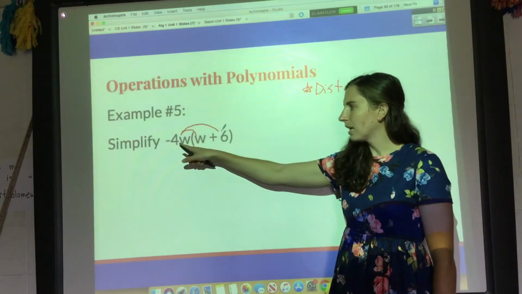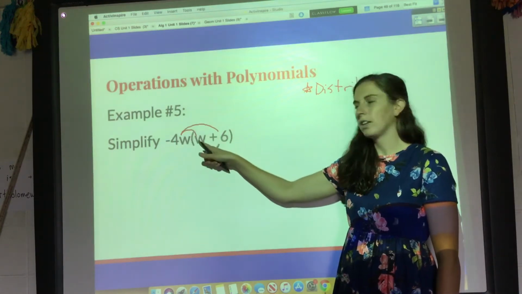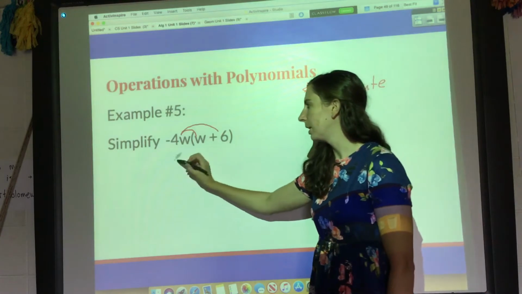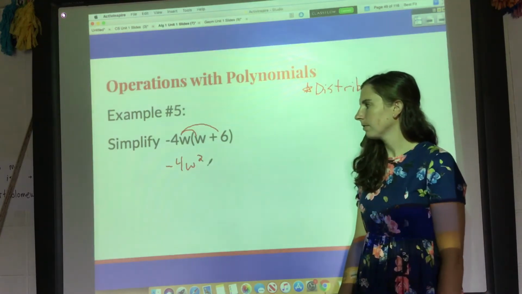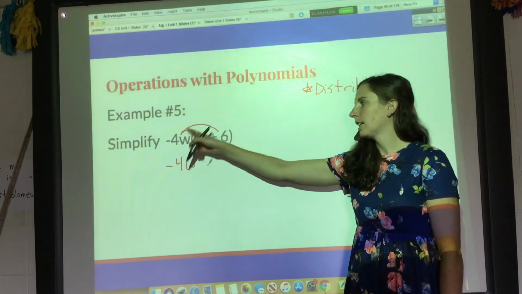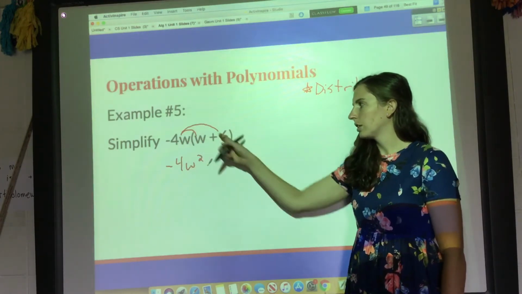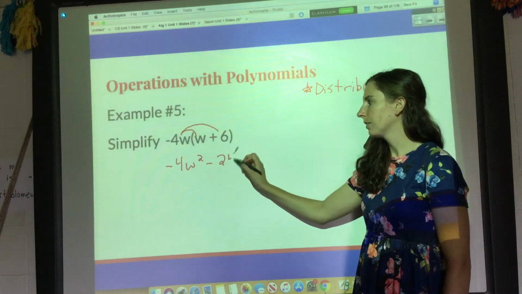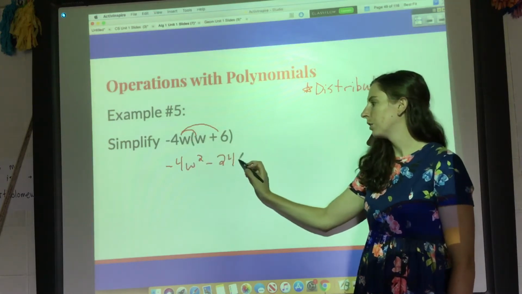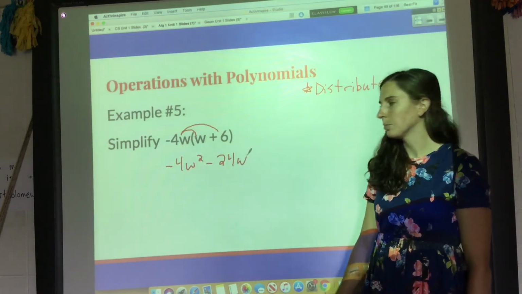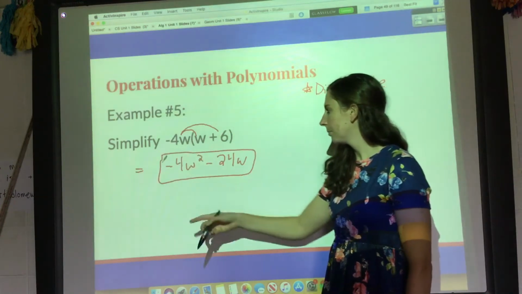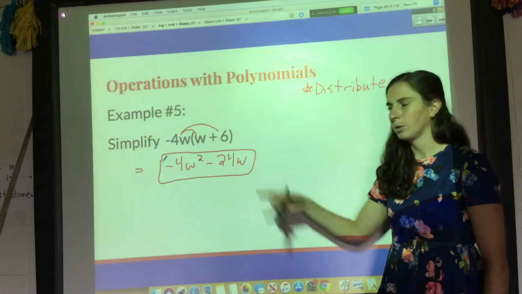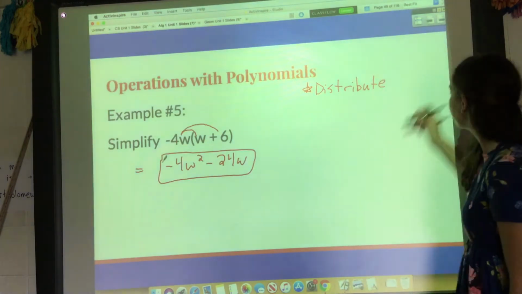So what is negative 4w times another w? That would be negative 4w squared. Then negative 4w times 6, the negative 4 times 6 is negative 24, and then there was a w hanging around. So that's my final answer. If there were any like terms, I would combine them, but w squared and w are not like terms.